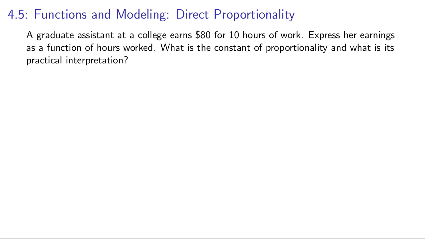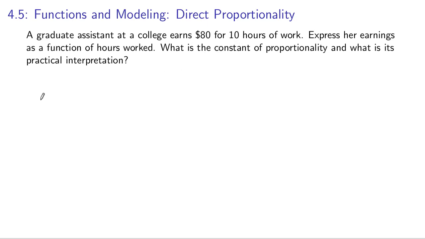Let's do another problem. A graduate assistant at a college earns $80 for 10 hours of work. Express her earnings as a function of hours worked. What is the constant of proportionality, and what is its practical interpretation? To do this problem, we need to think about the units and to think about what's going on. So we have a graduate assistant earning $80 for 10 hours of work.